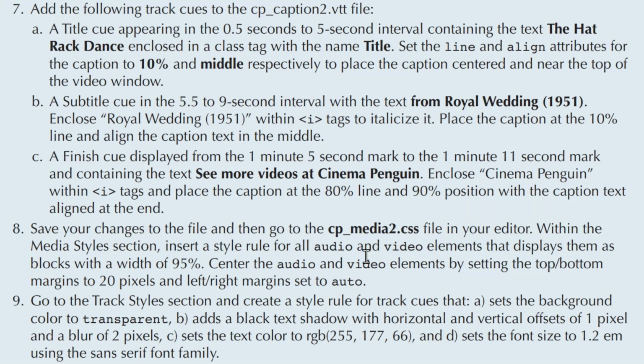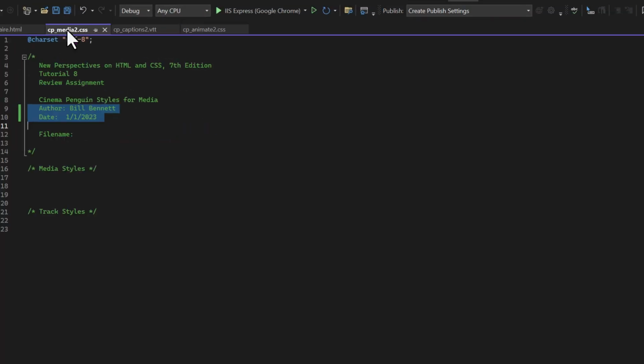So we go now into the CP_Media2 CSS file. Within the Media Styles section, we're going to insert a style rule for all of the audio and video elements that displays them as blocks with a width of 95%. We'll center both the audio and the video elements by setting the top/bottom margins to 20 pixels and the left-right margins to auto.